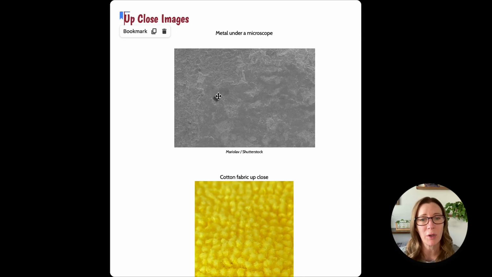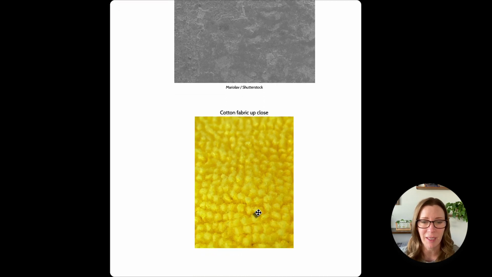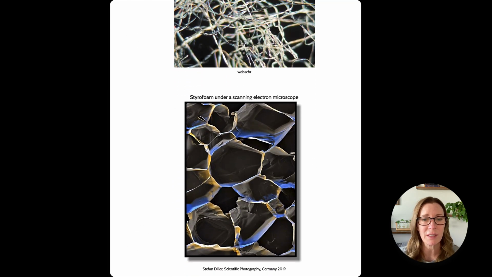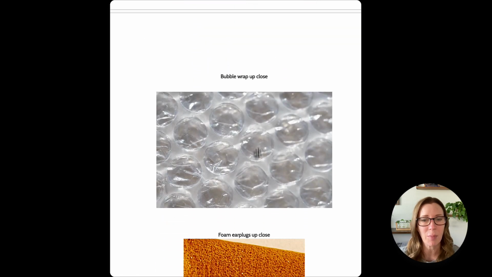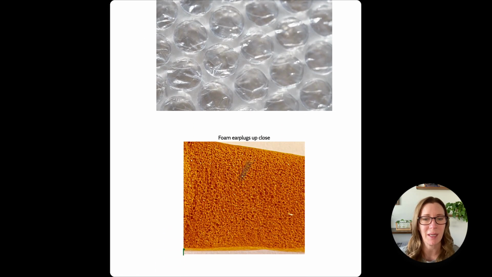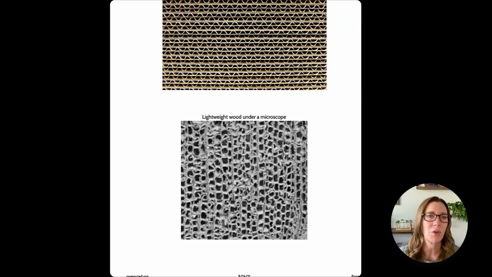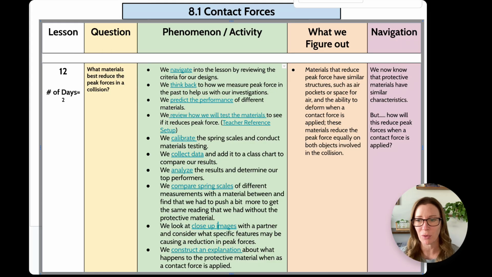So we look at metal under a microscope. We see it's pretty flat. Cotton fabric looks like it has some valleys and ridges or something like that. Cotton fiber, interesting. Okay, styrofoam, it looks like it has some big holes in it. Bubble wrap, also kind of some holes in it. Same with the earplugs.